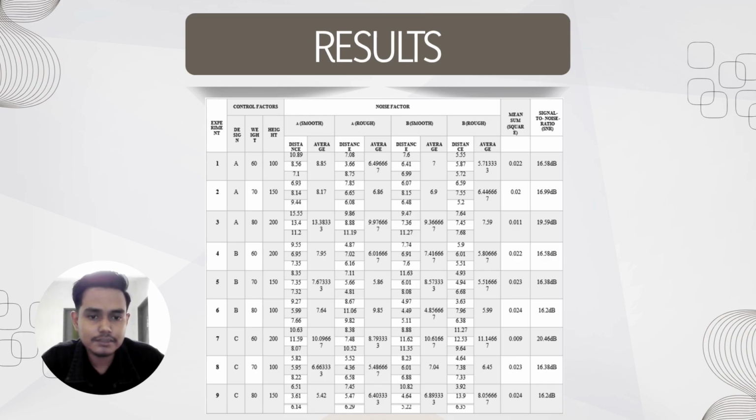And after that, we got the mean sum square, and based on the calculation, we got the signal to noise ratio (SNR). So as you can see, we do it for all 9 experimental runs. We got the average for smooth and rough, the noise factor, and then the mean sum square, and then we got the signal to noise ratio (SNR) for all 9 experimental runs. So this is all for this part, the result. And then for the next slide, we will explain the conclusion.